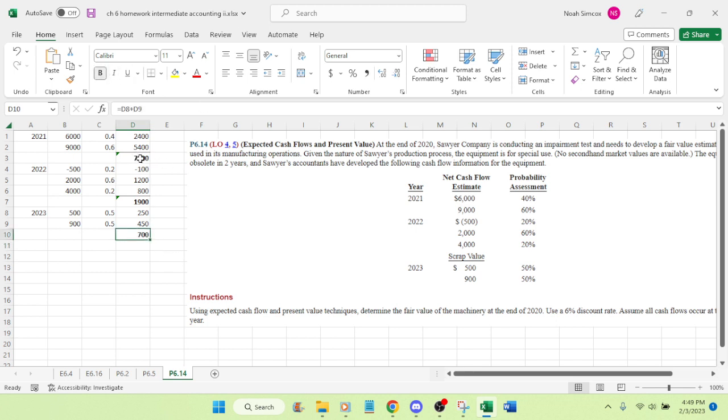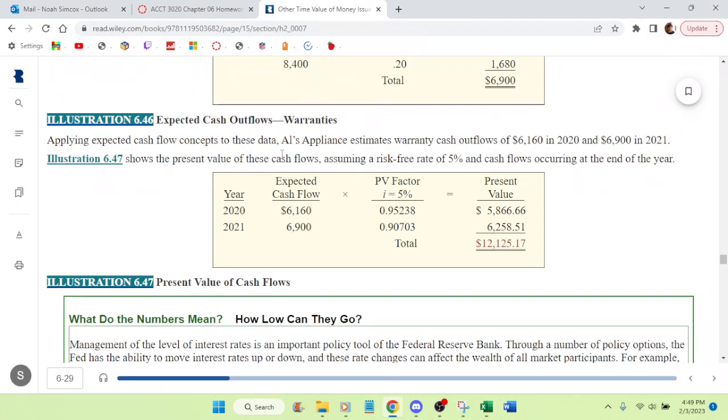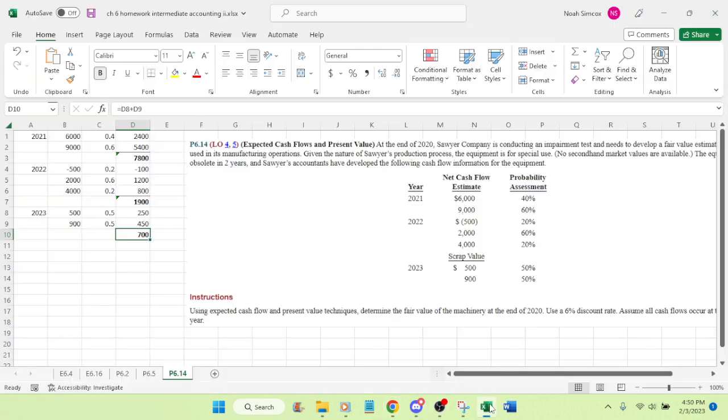Now we need present value of this, present value of this, present value of this. And the way they got present value is... so I think I know how to do it.